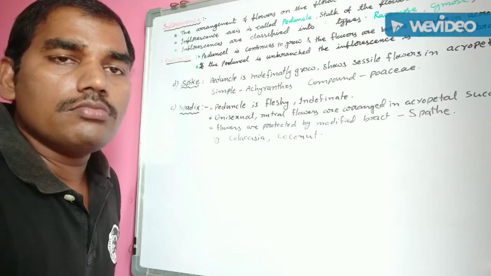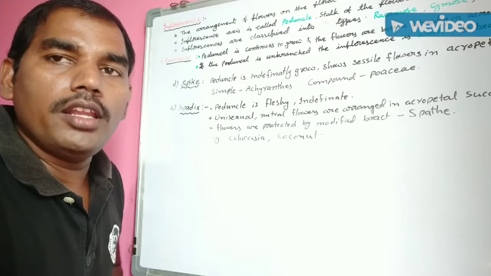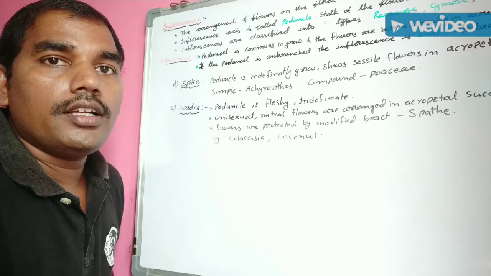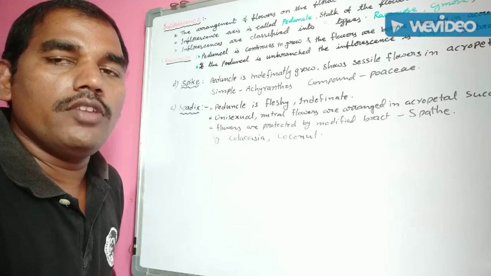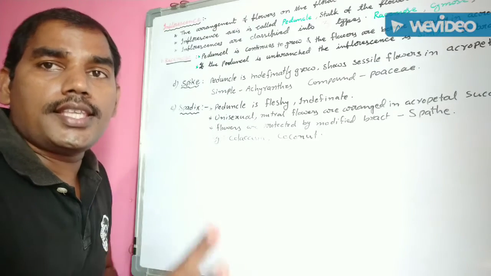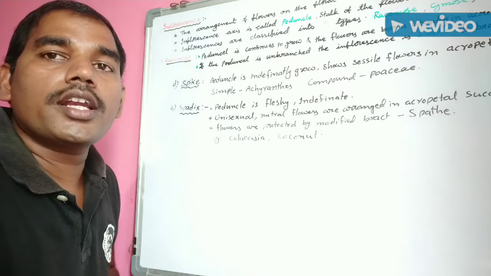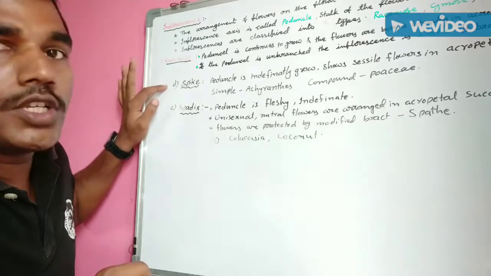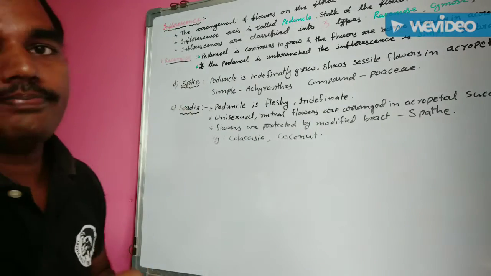Okay, these raceme, comb and umbel inflorescences are pedicellate racemose inflorescences. But the remaining three inflorescences are sessile flowered racemose inflorescences. The sessile flowered racemose inflorescence, first one is spike.